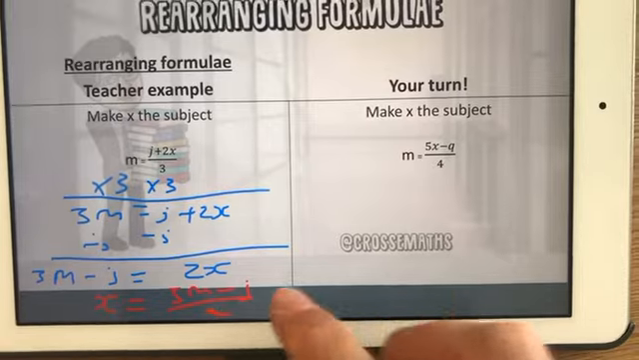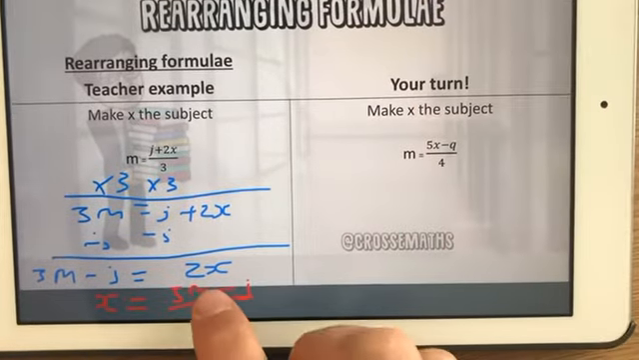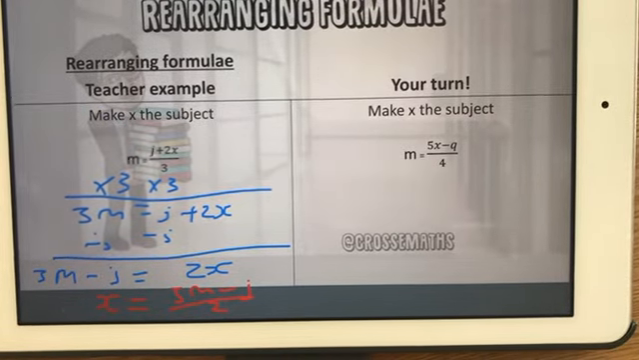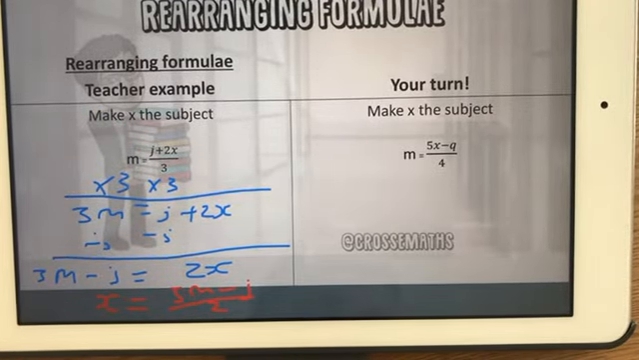Okay, hopefully that'll make sense. Once you've got that example written down, guys, have a go at the one on the right hand side. All you do with rearranging formula is the opposite of whatever you're trying to get rid of.